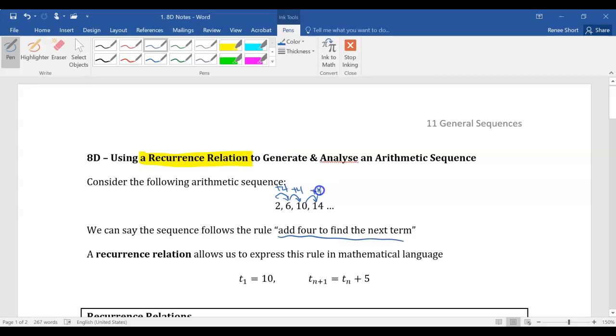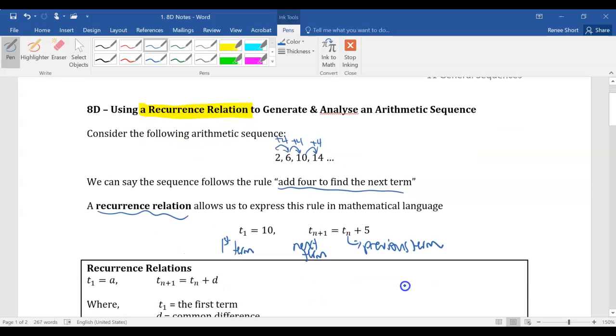Now, a recurrence relation is a way for us to express this rule in mathematical language. What a recurrence relation does is it states T1, the first term, first of all. So we say T1 equals 10, comma, and then we say Tn plus 1 equals Tn plus 5. This notation, Tn plus 1, means the next term, and Tn means the previous term. So the next term comes from taking the previous term and adding 5 on.